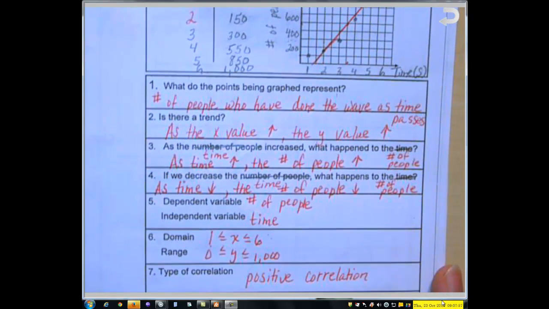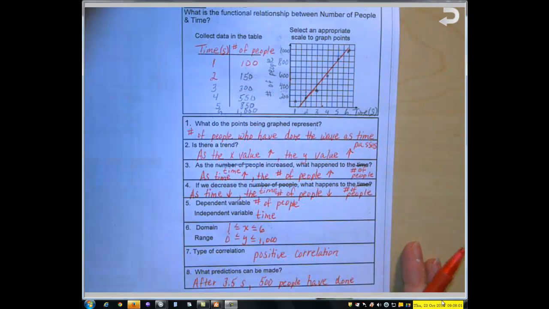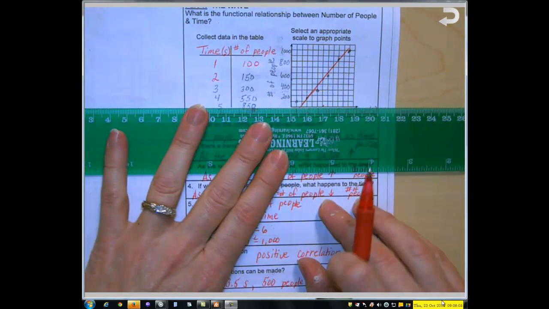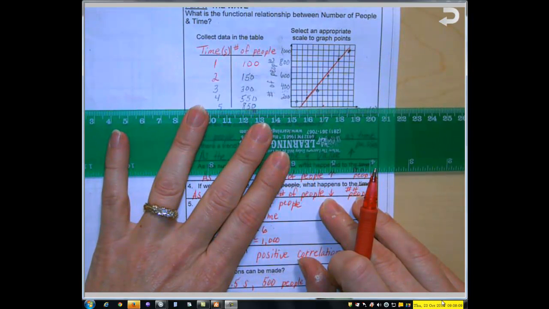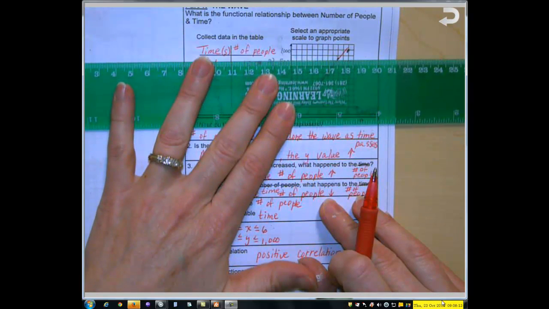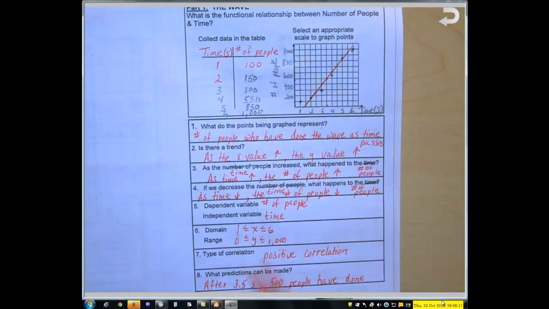Now let's look at our range. If we look at our range on the graph, remember range is y values, so we want to move from bottom to top. So it starts at 0 and then goes up to about 1,000 people. So our range goes from 0 to 1,000.